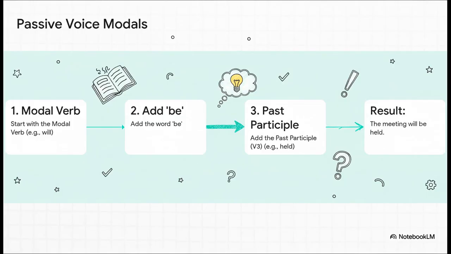So what happens when the subject of the sentence isn't actually doing the action? Well, that's when we use the passive voice. And the formula is like a simple recipe. Just take your modal verb, add the word be, and then follow it with the past participle, or the V3 form of your main verb. So the meeting will be held.